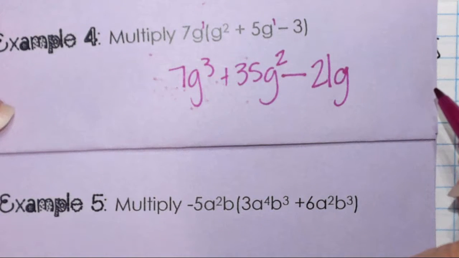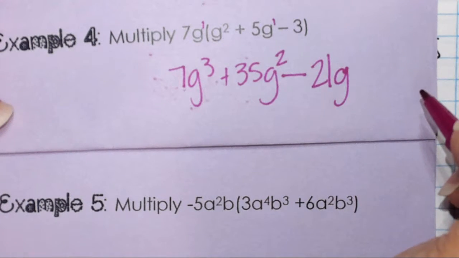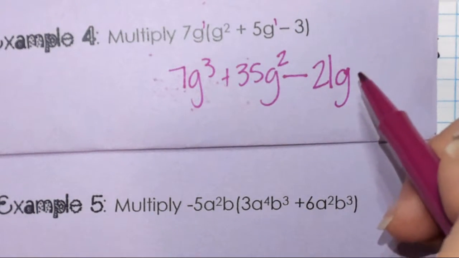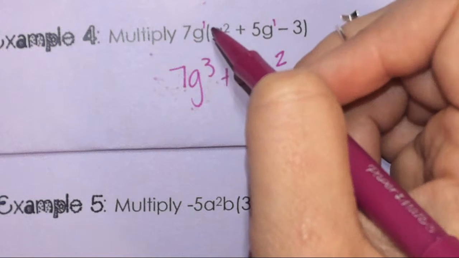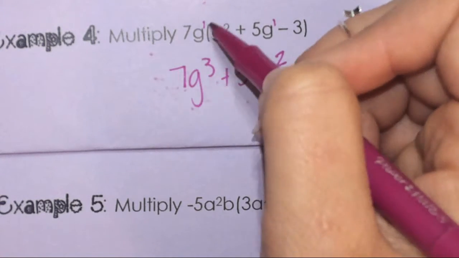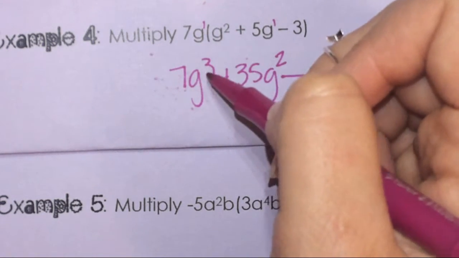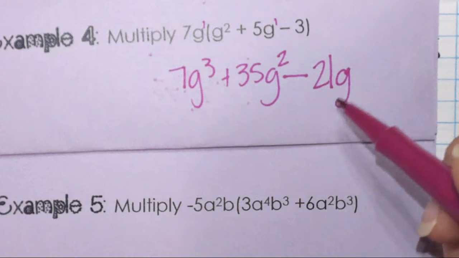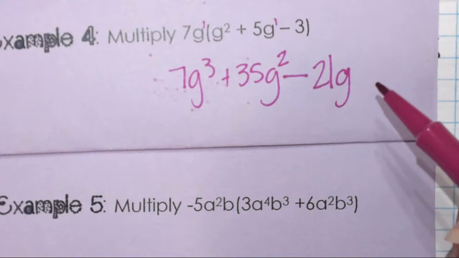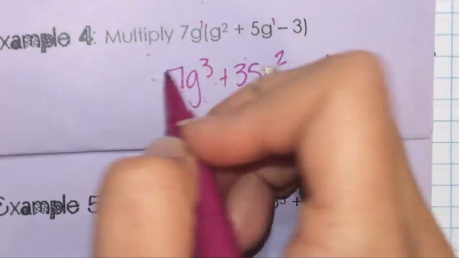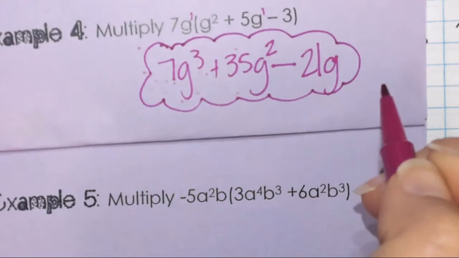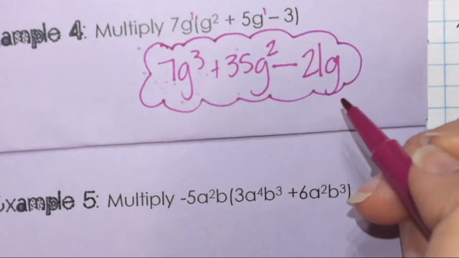Yes, Troy. Okay, now when you do 7g times negative 3, that gives you negative 21g. Don't drop your g. 7g times 1g squared: 7 times 1 is 7. g times g squared, you'll get g cubed. Does everybody understand? Now, can we combine any of these? Do any of them have the same exponent? No. So you cannot combine them. You leave it.